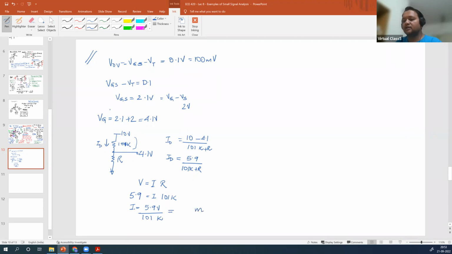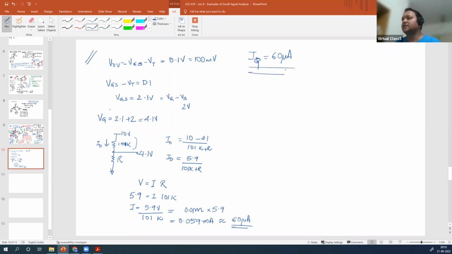K becomes milli, 100 becomes 0.01 milli multiplied by 5.9 approximately. So multiply by, bring the two zeros here, 0.059 milliampere, or for all practical purpose, it is 60 microampere. So now your ID becomes 60 microampere, or IG, not ID.